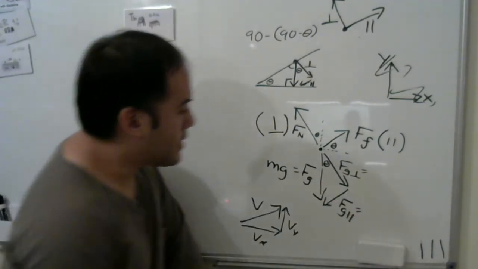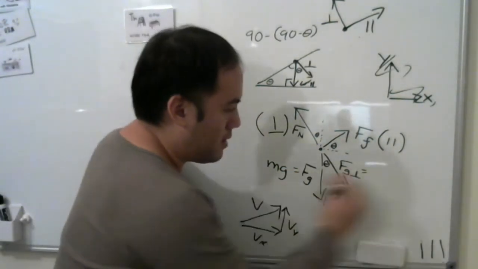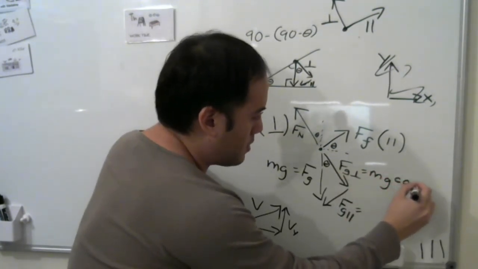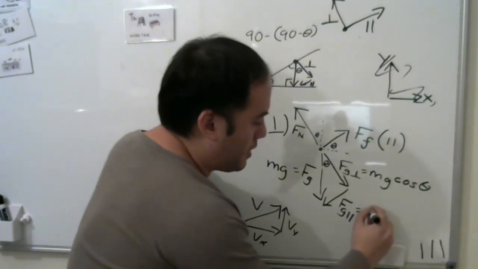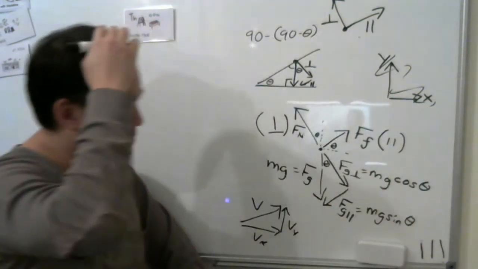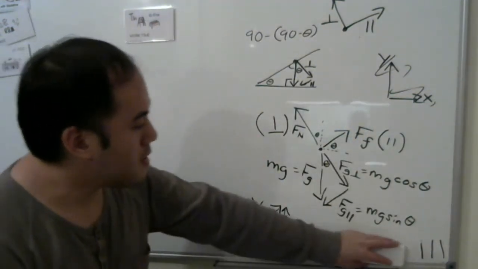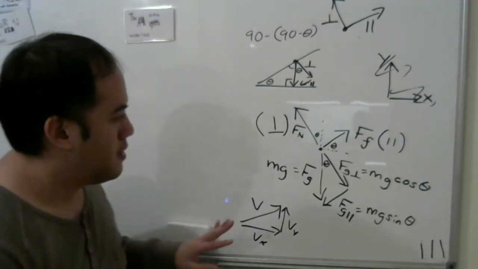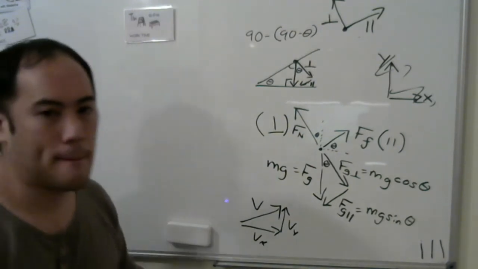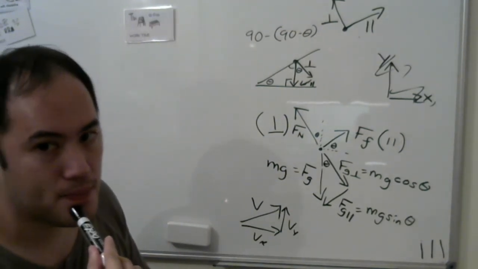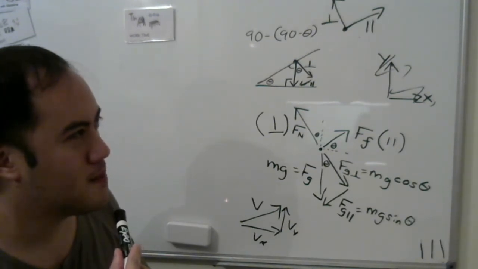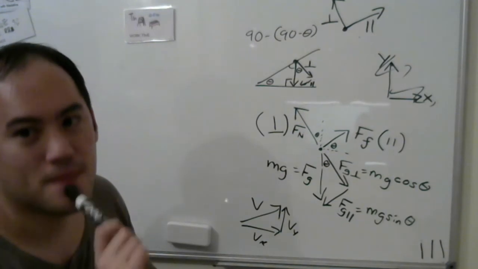So FG perpendicular will be mg cosine theta, and the opposite will be mg sine theta. And then all the forces add up to 0. Now this is where we have a nice trick. X and Y are independent. Why did I say that? X and Y are independent. Oh, I remember. X and Y are independent.